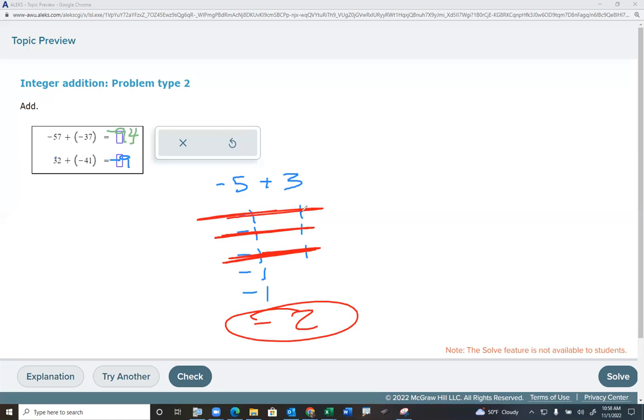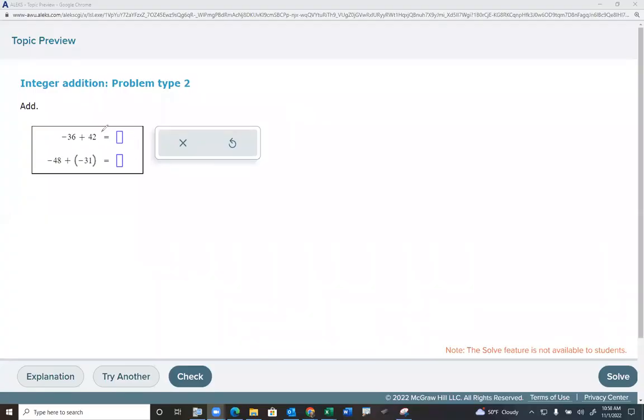So I don't care how you do it, my way, do it his way, whatever, do it a different way, but pick a way that works for you. Okay, let's try another one. Okay, so on the first one, we're adding and the signs are different. So we're going to do the big one minus the small one. 42 minus 36 is 6.